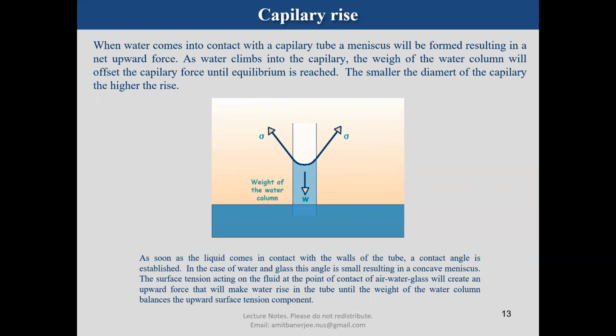As soon as the liquid comes in contact with the walls of the tube, a contact angle is established. In the case of water and glass, this angle is small, resulting in a concave meniscus. The surface tension acting on the fluid at the point of contact of air, water, and glass will create an upward force that will make water rise in the tube until the weight of the water column balances the upward surface tension component.